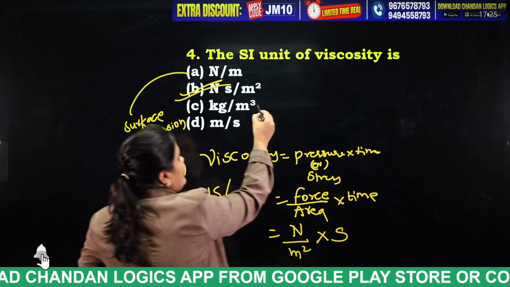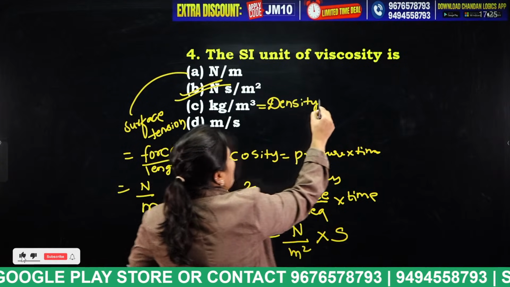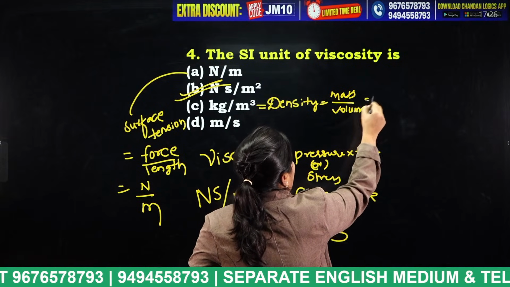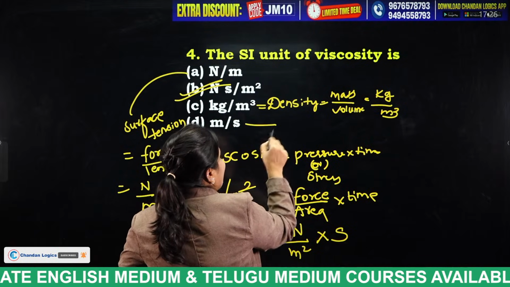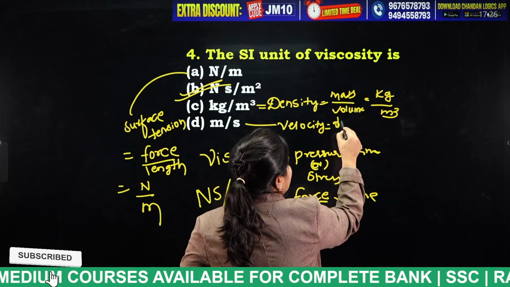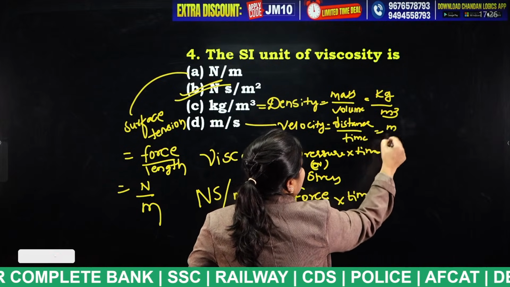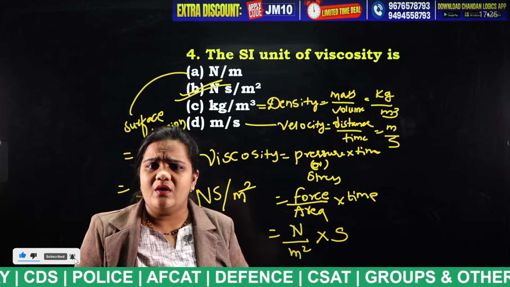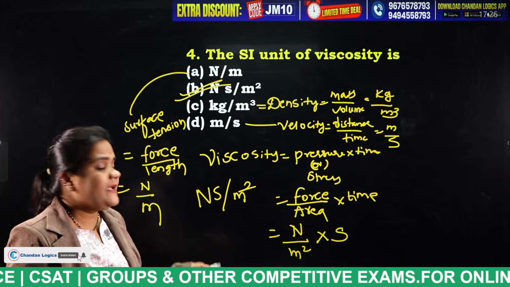And kg per meter cube, these are the units for density. What is the formula for density? Mass by volume. Okay, so what are the units of mass? Kg. And what are the units of volume? Meter cube. Okay, kg per meter cube. And meters per second is the unit for velocity. What is the formula for velocity, students? Distance or displacement by time. Distance is measured in meters and time is measured in seconds. Clear? Very, very important. Each and every unit is very, very important from the exam point of view. Okay. Next question.